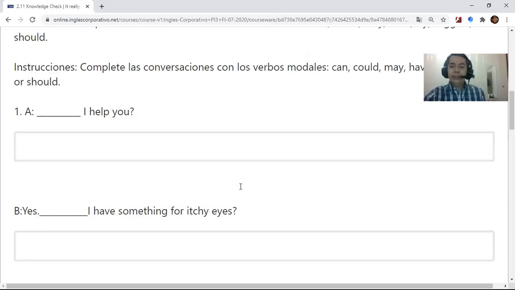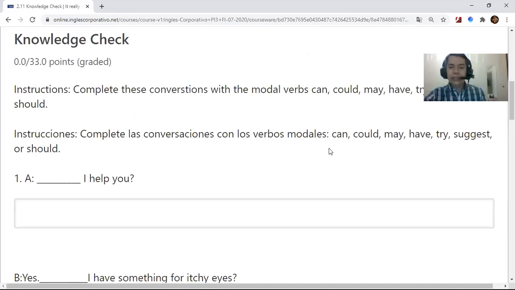And then here, we have other verbs, right? Try, suggest, should. Let me explain something. We have to use can, could, and may for requests. Esos modales los vamos a usar para los requests, para pedir algo, para solicitar algo. Request: can, could, and may. And have, try, suggest, and should are used for recommendations, right?